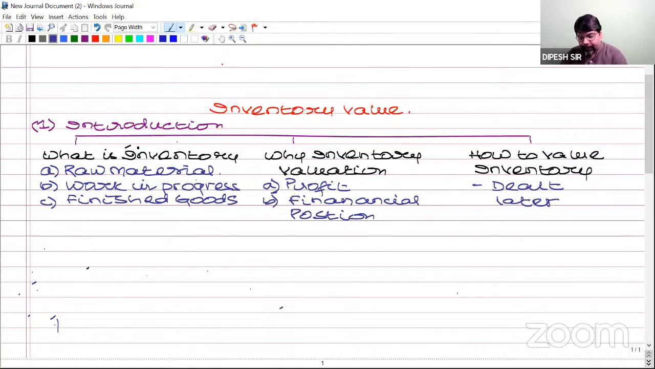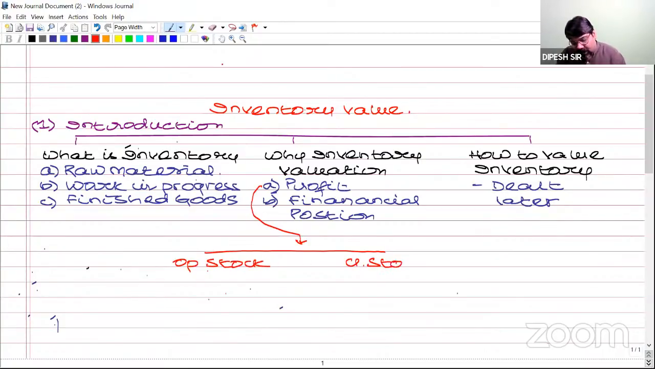Now, Chartered, how does inventory affect profit? Understand. Inventory comes in trading account as opening stock and closing stock. Opening stock means last year's inventory which is unused, unconsumed or unsold, which will be used in the current year. That is the inventory balance at the beginning of the year, and closing stock means the inventory balance at the end of the year of raw material, finished goods and work in progress.